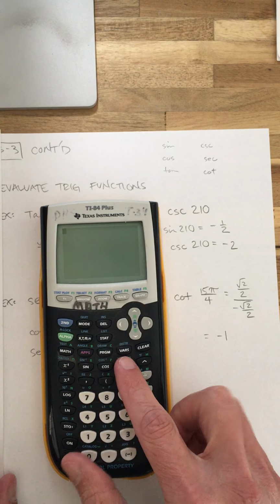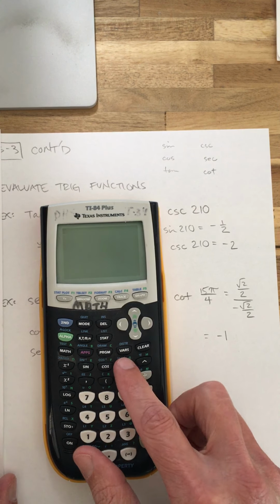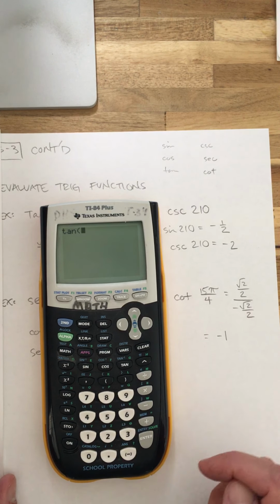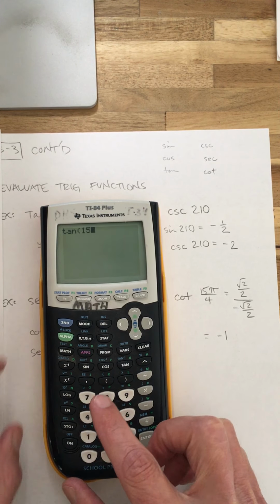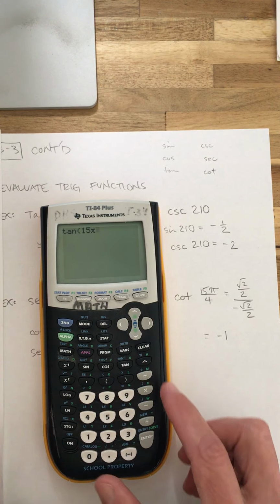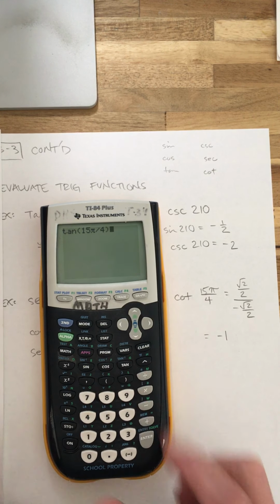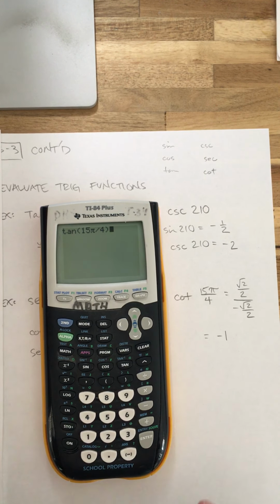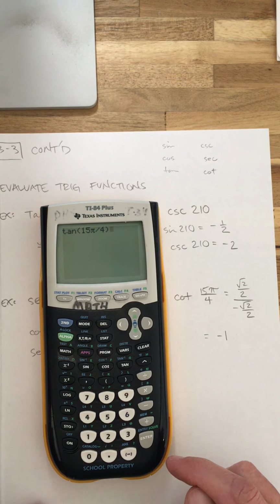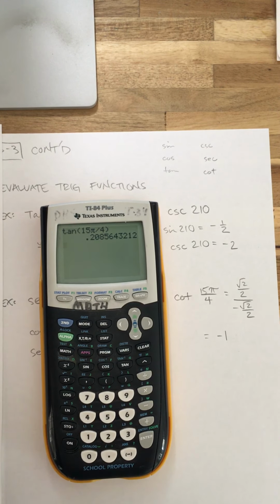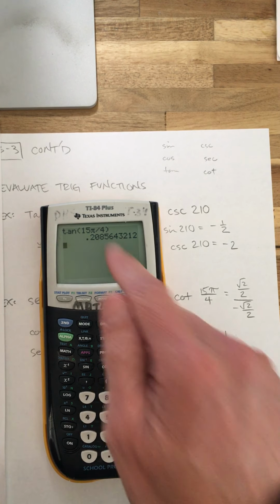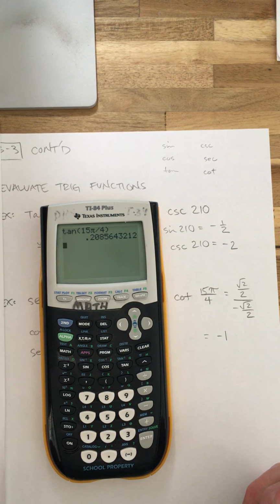That was pretty funny. So let's do the tangent, rather, of 15 pi over 4. That was so stupid. All right, so 15, where's pi, divided by 4. Okay, tangent of 15 pi over 4. It should be negative 1. It's the same as the cotangent. Okay, watch this. And I didn't get negative 1. Okay, that was the real mistake. Why didn't I get negative 1? Oh my God. All right, I'm glad I caught that.